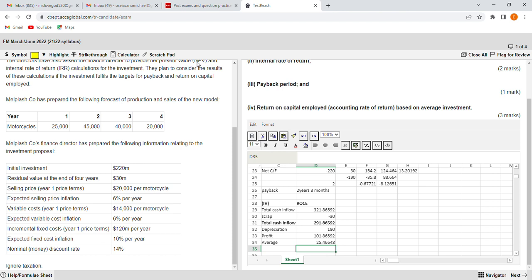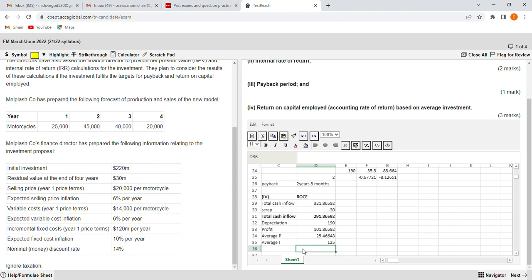Now we have your average investment. The average investment is also not divided by the total number of years, but by 2, because it is 220 plus the 30, which is scrap. So the initial investment equal to 220 plus the scrap 30, you close the bracket, divided by 2. Know your formulas. I'm going to get 125.